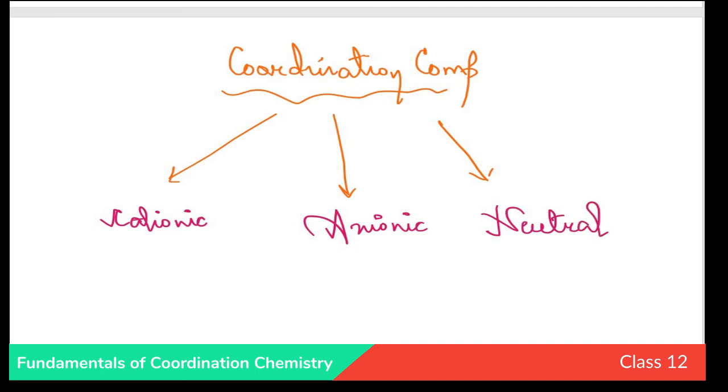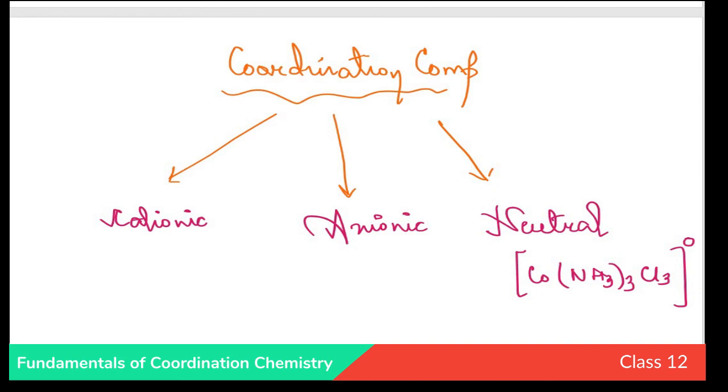Cationic means the coordination sphere, that is the one within the third bracket, should be positively charged. Anionic means the coordination sphere should be negatively charged, and neutral means there should be no charge on the coordination sphere. So, for example, [Co(NH3)3]Cl3. Now, this coordination sphere has 0 charge. Why? Because there are no ions outside the coordination sphere by which it attains a charge. So the coordination sphere has no charge here. Hence, it is referred to as the neutral part.